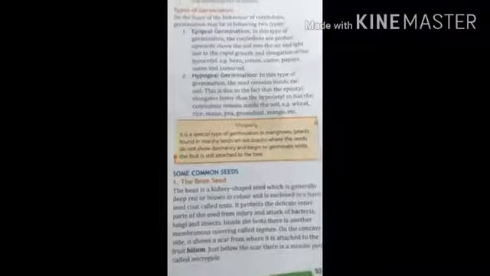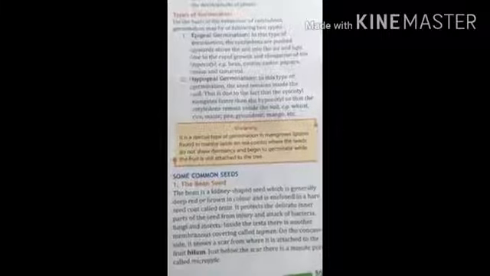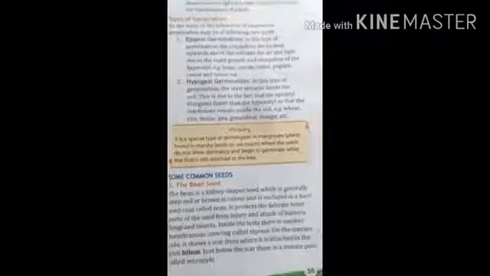Now see, there is a special type of germination seen in mangroves, where the seeds do not show dormancy and begin to germinate while the fruit is attached to the tree. That is called vivipary.